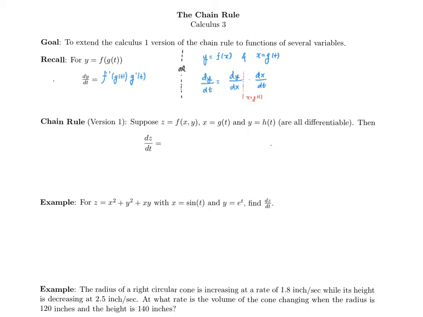We will have two versions of the chain rule. Starting with version 1 will give us a little bit of intuition and is a good starting point. If we have a function of two variables, so we think z is a function of x and a function of y, with both x and y being functions of t. And for today's discussion, we assume everything is perfectly differentiable.